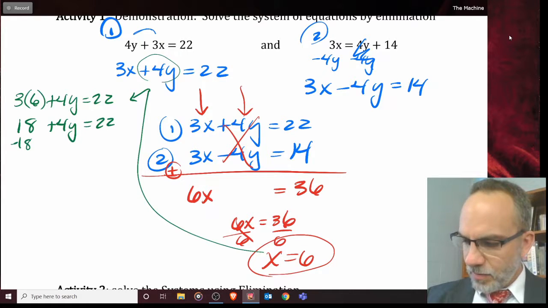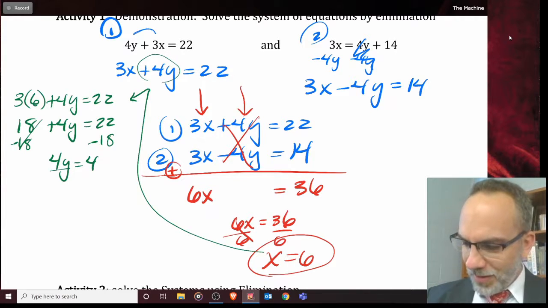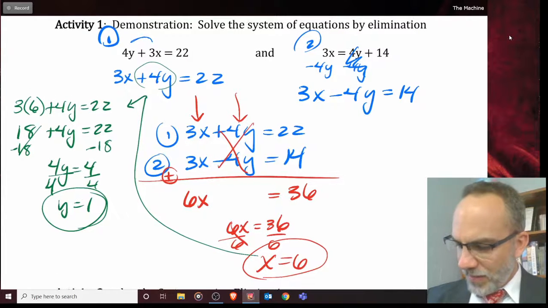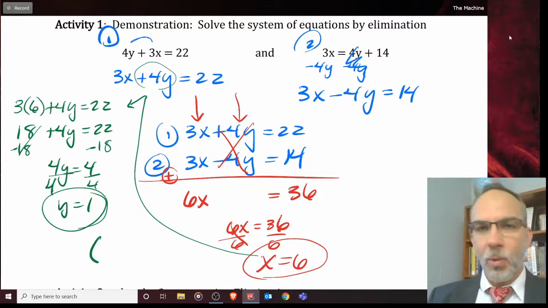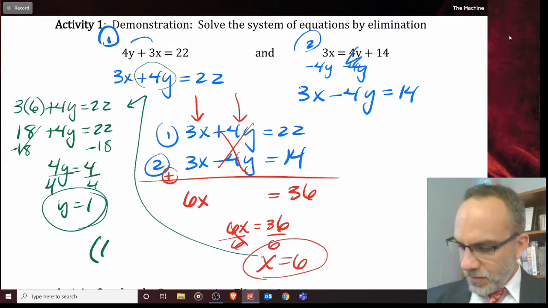Minus 18 here, minus 18 there, cancellations. 4y is equal to, what's that? 4 looks to me like, if I divide both sides by 4, y is equal to 1. Now I can take both of these things and put them together into my final answer. My final answer, the single point that solves both of them simultaneously, 6 for x, 1 for y.